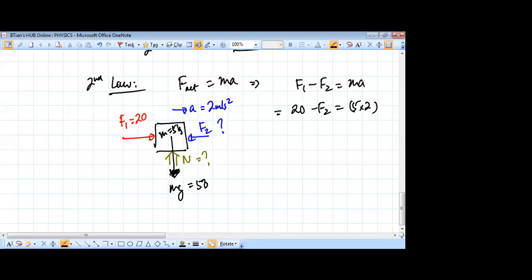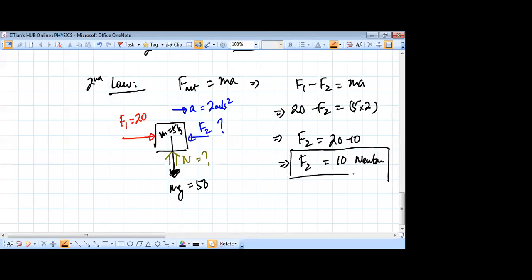So from this you can see that F2's magnitude will come out to be 20 minus 10, or 10 newtons. So F2's direction is already shown in the diagram, so we don't need to show its direction. We just need to find out the magnitude. That's it. Okay.